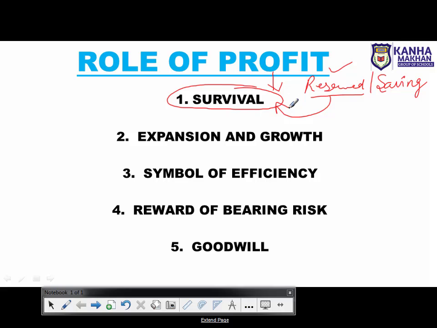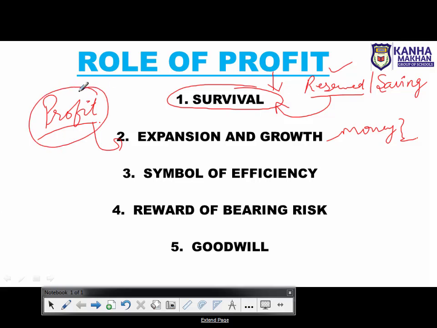Okay, next one is expansion and growth. Yes, if suppose your business is doing very well, you are earning maximum profit, so yes, you can utilize your profit in the growth and expansion of a business, because ultimately for growth and expansion I also require money. Growth and expansion अपना business को करना है तो obviously I require money. So that profit can be utilized in your growth and expansion, right? Okay, third one is symbol of efficiency. Efficiency means capability. Okay.